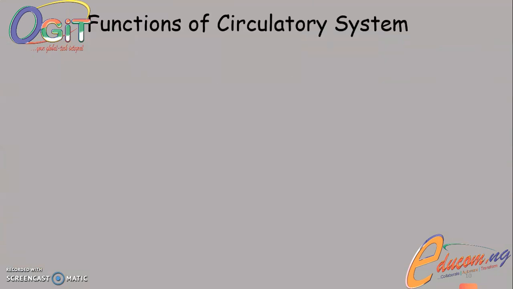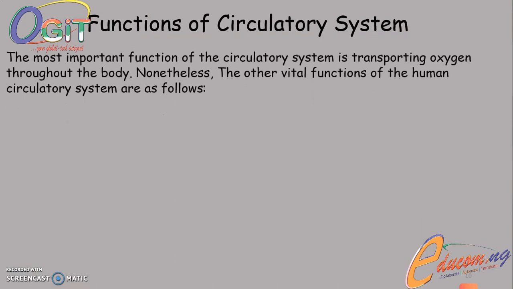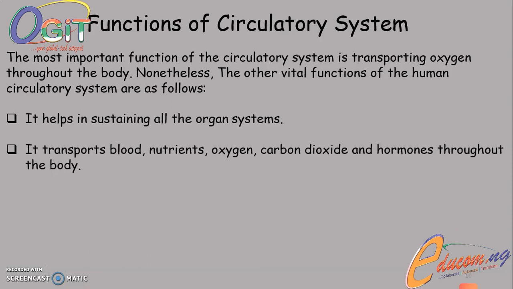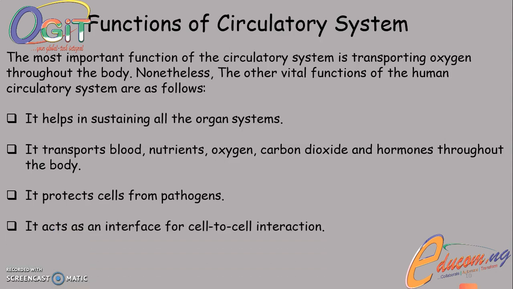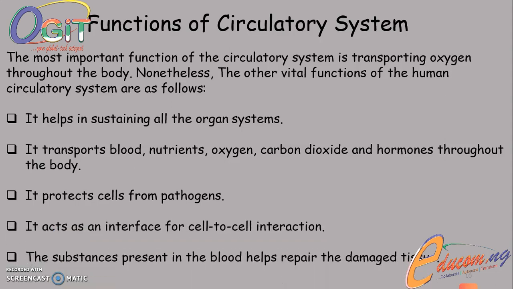Now I'll be talking about the functions of the circulatory system. The most important function of the circulatory system is transporting oxygen throughout the body. The other vital functions of the circulatory system are as follows. It helps in sustaining all the organ systems. It transports blood, nutrient, oxygen, carbon dioxide, and hormones throughout the body. It protects cells from pathogens. It acts as an interface for cell-to-cell interaction, and the substances present in the blood help repair the damaged tissues.